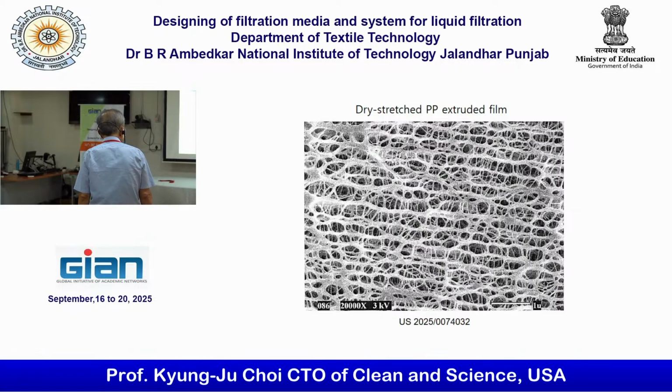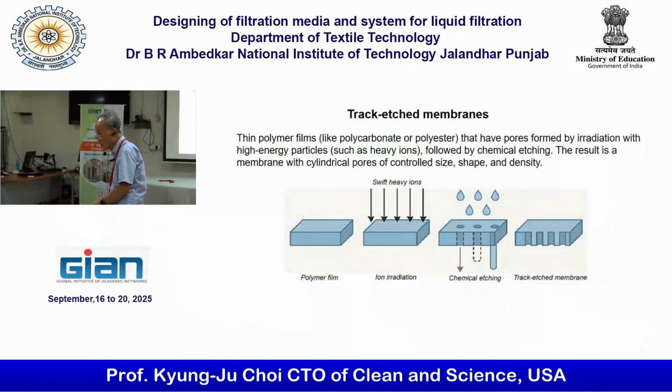Now, track etch membrane. Father mentioned sometimes making the porous material by putting some holes in it and stretching it, but this one doesn't stretch; it actually makes holes in it. That's the etching process. So swift heavy ions make the holes in the polymeric film like polycarbonate, polyester. Pores are formed by irradiation with high energy particles such as heavy ions, followed by chemical etching. The result is a membrane with cylindrical pores of controlled size, shape, and density.